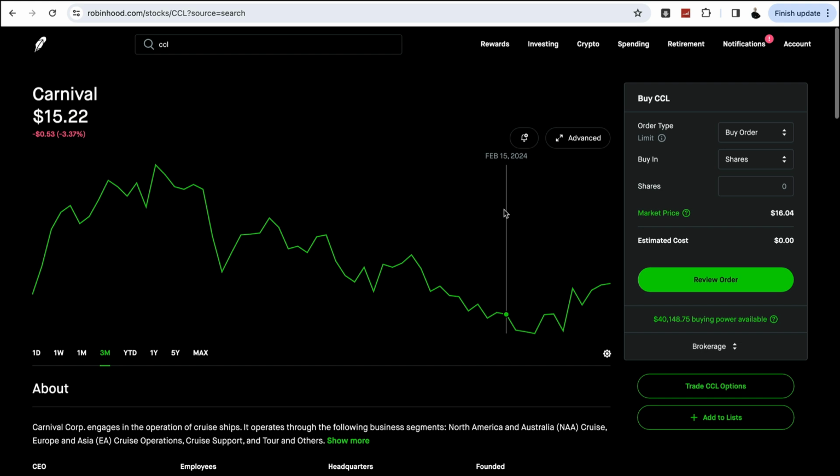But if you want to just collect premium and not have to buy the shares, you want to look for a downtrend and then maybe a possible uptrend. So this is looking pretty good at this level. So let's go look at the 50 and 200 moving averages, which is our first indicator.